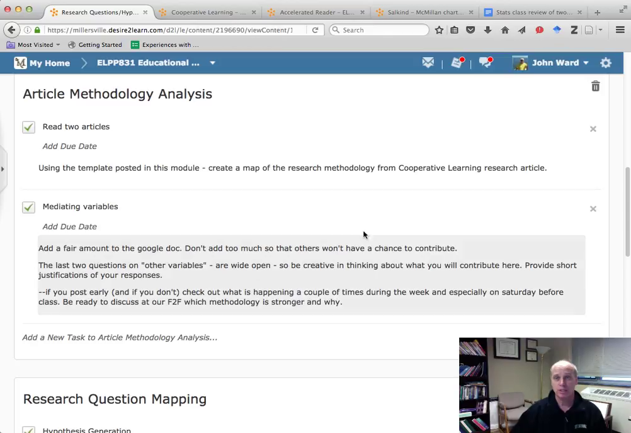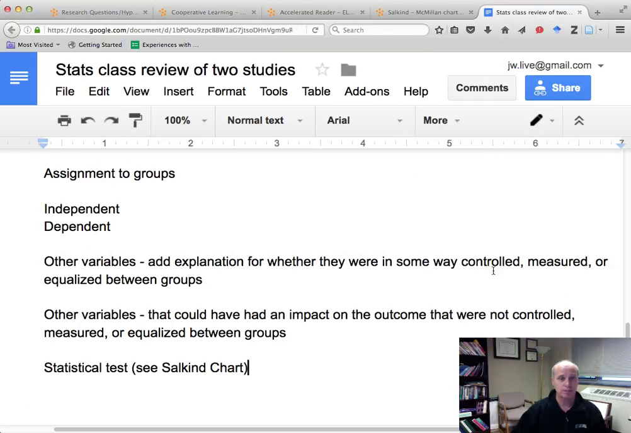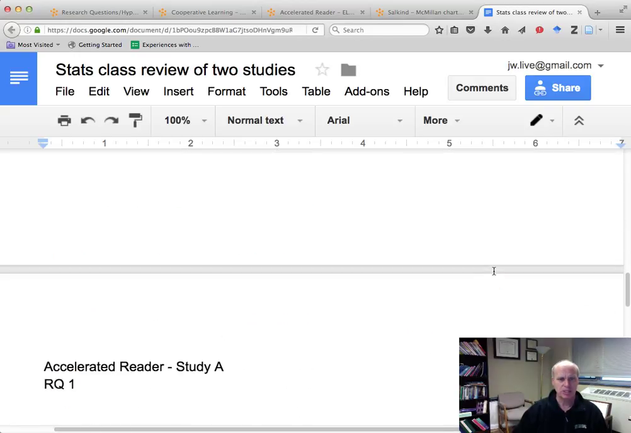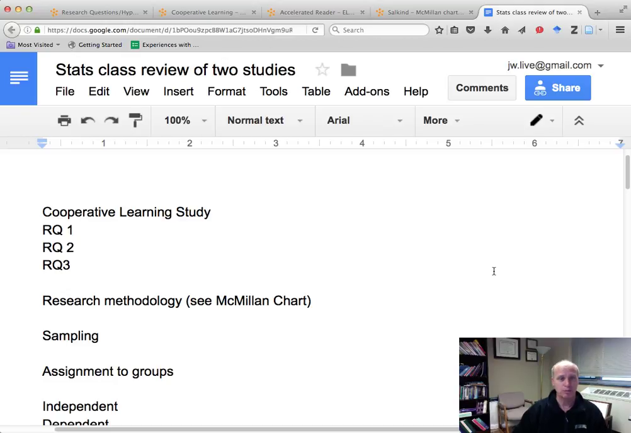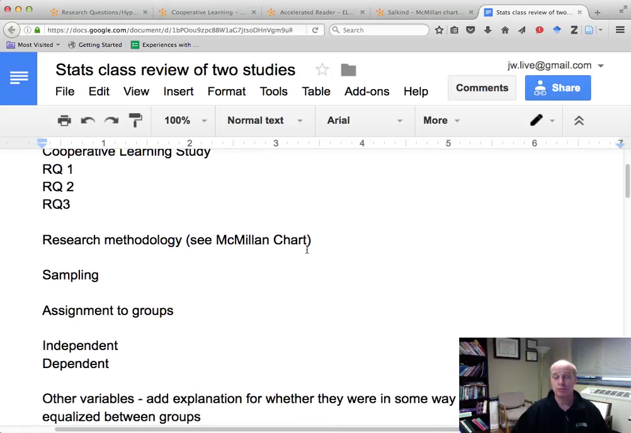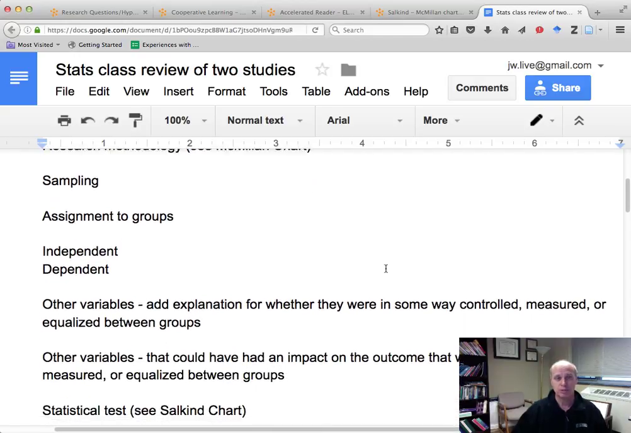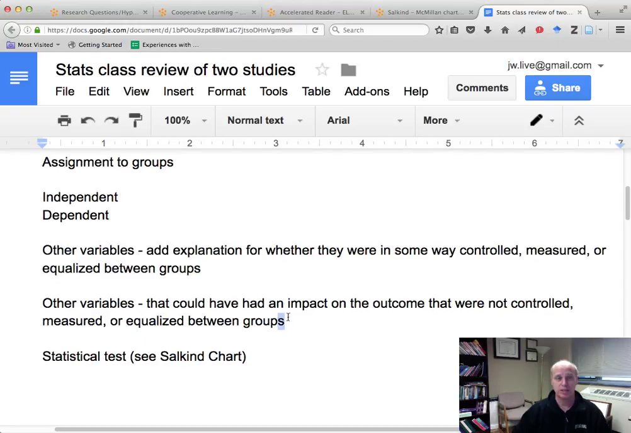Where you're going to do your work is on this shared Google Doc. This is set up so that the sharing is for everybody and everybody can edit it. And I basically got elements that are very familiar from the template for each of the two articles. The cooperative learning article, I think, has 3 research questions. They're not stated as research questions directly, so there might be some room for interpretation of how you write those. Then I ask you for the research methodology with the Macmillan chart, and I'll show you that in a second. Sampling, assignment to groups, independent, dependent variables, and then this is the key thing here.